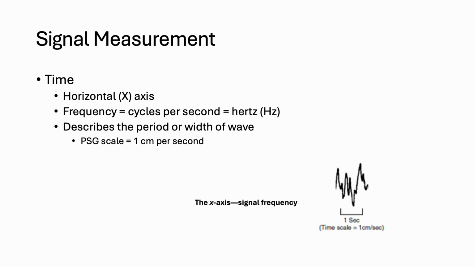Signal measurement. To measure an incoming signal off a patient, we have a couple variables. The first is time, and it's represented on the horizontal axis going from left to right. That's the x-axis. It describes the period or length of a wave. The scale we use is 1 centimeter equals 1 second. So every centimeter that the paper travels is another second that goes by in a sleep study. A paper study would need at least 30 centimeters of paper to record 30 seconds on one sheet.